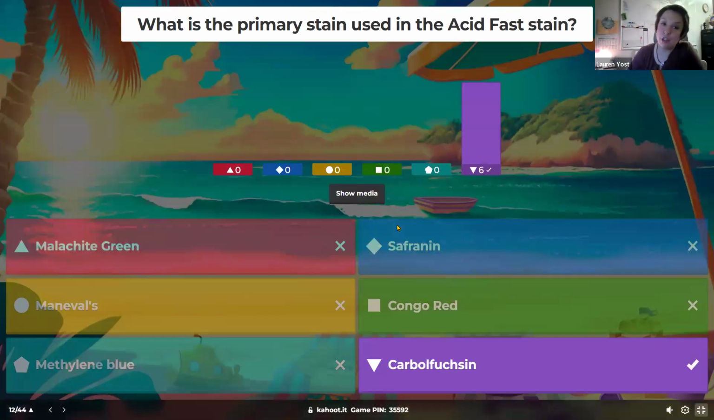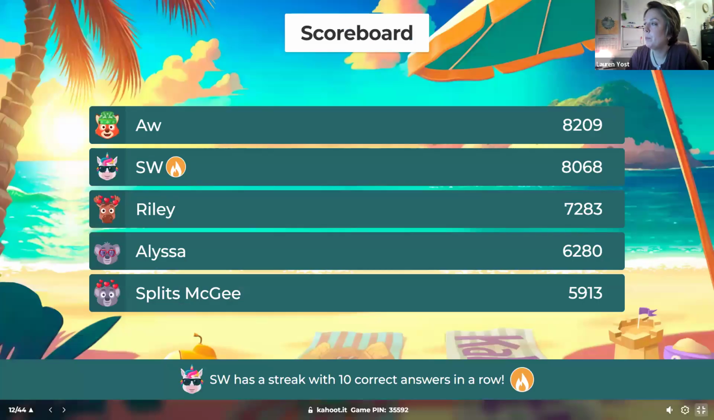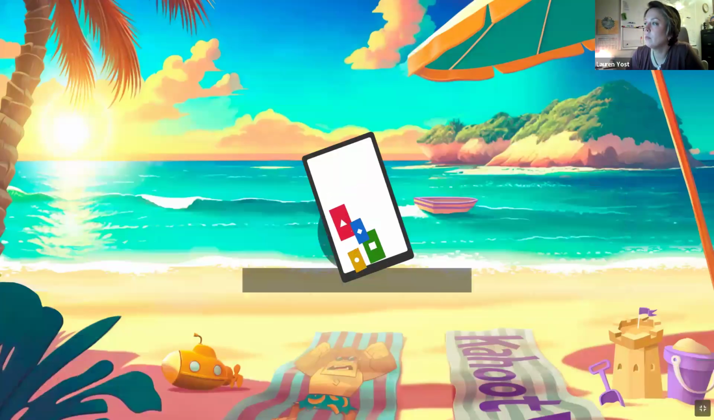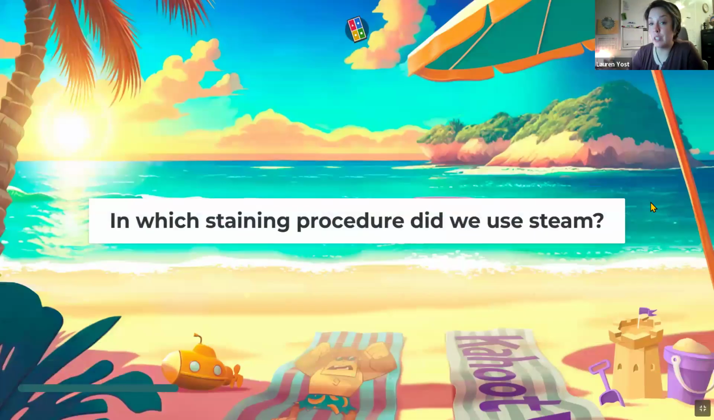All righty, carbolfuchsin. Good job, guys. So carbolfuchsin stains fuchsia, and it'll always be called carbolfuchsin. So I feel like that hints pretty well at what the positive is going to look like. And carbolfuchsin is lipid soluble, so that's why it stains that wax.